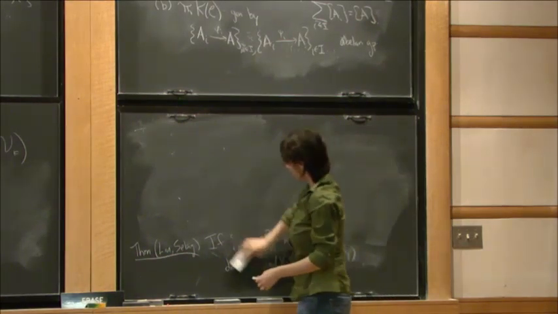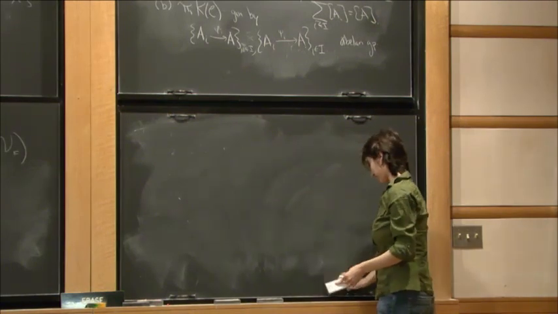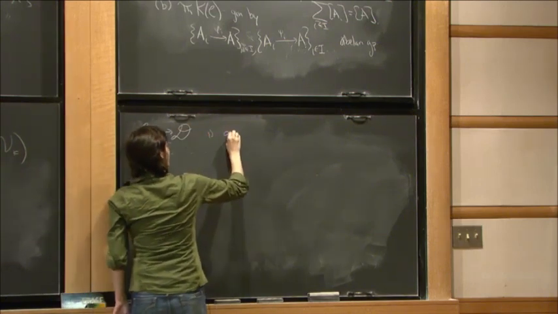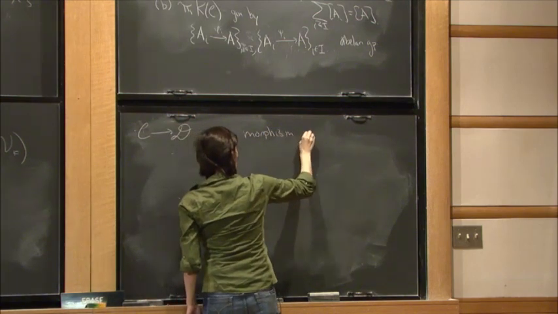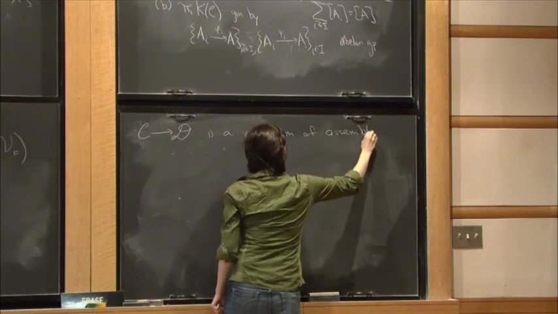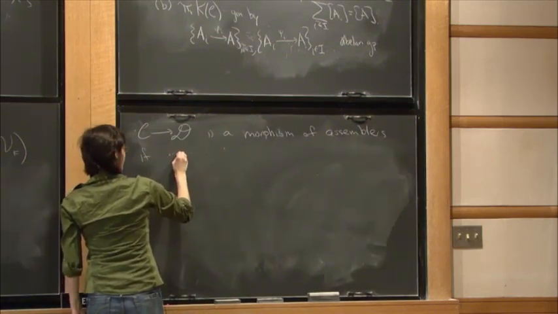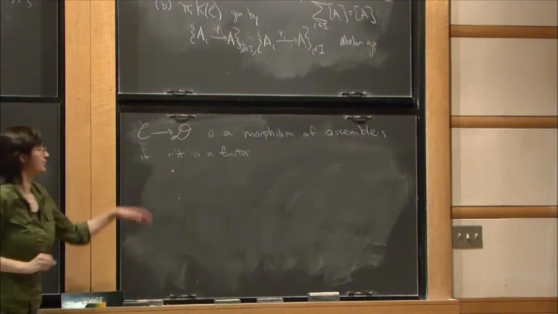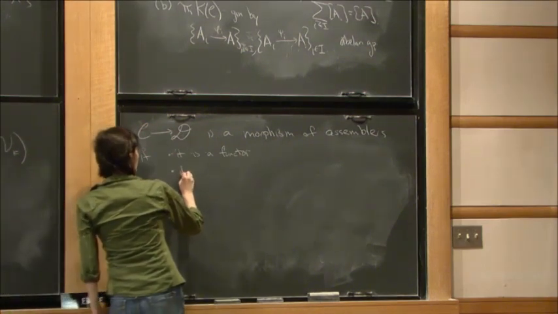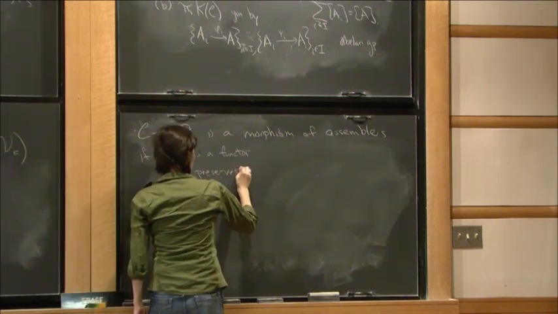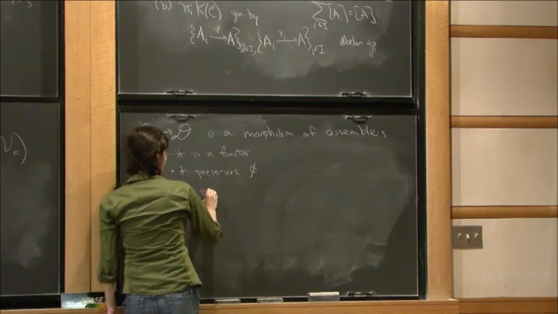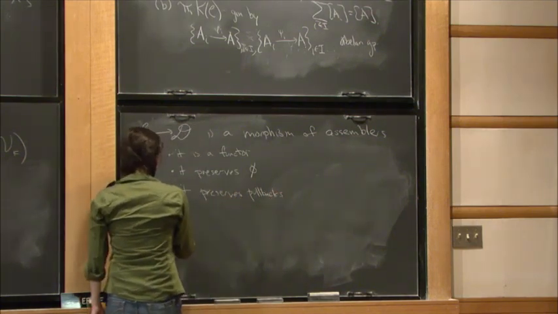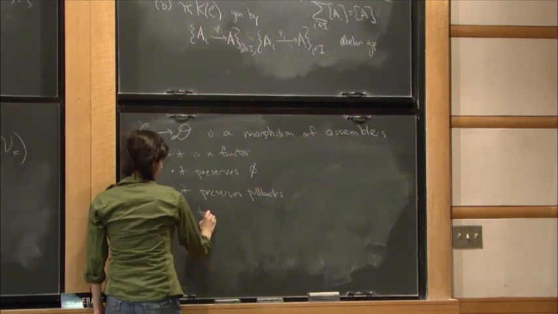So to say this, I'm going to say a little bit more about the category of assemblers. And to start with, I'm going to define the morphisms in the category of assemblers. So C to D is a morphism of assemblers. First off, it is a functor. So on underlying categories, it's well defined. It preserves initial objects. It preserves pullbacks. And it takes covering families to covering families.